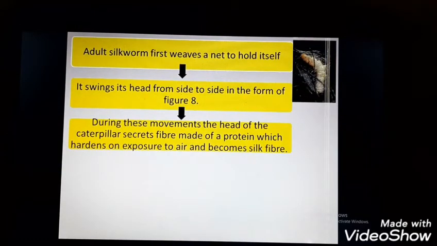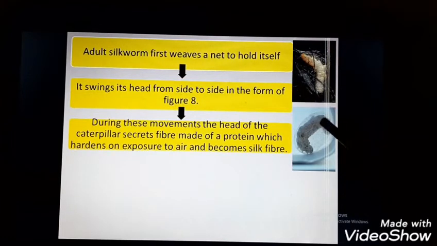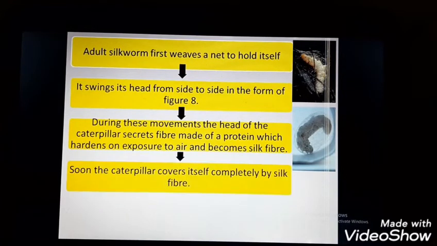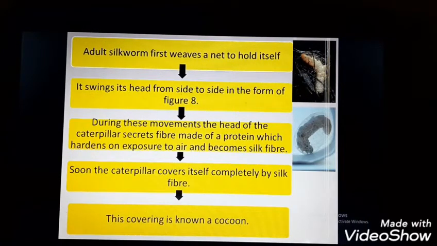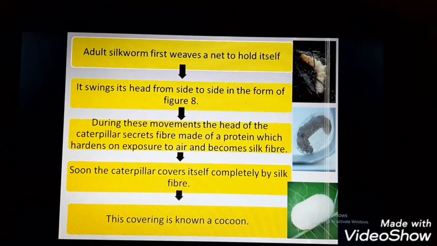a fiber which is made of protein, and this secretion is like saliva. When this saliva comes in contact with air, it hardens and becomes silk fiber. Here you can see how the silkworm or the caterpillar has spun the cocoon around it. Soon the caterpillar covers itself completely by silk fiber and this covering is known as cocoon. So the cocoon is the stage from where we are getting silk fiber.